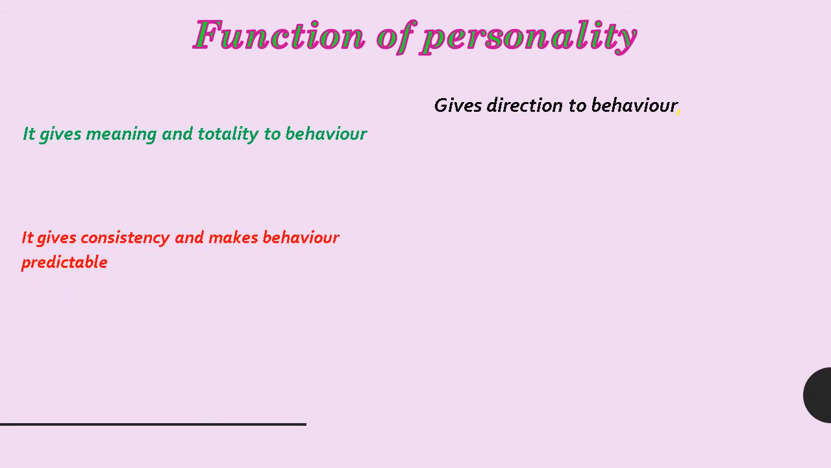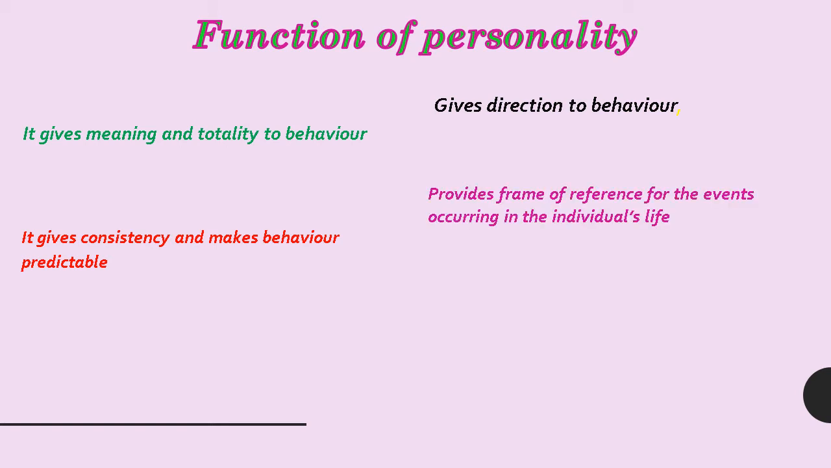It gives consistency and makes behavior predictable. As I already told you, usually we have a stable, consistent personality, so in a particular situation we are going to behave in a particular way only. That is consistency, and that makes the behavior of a person very predictable.